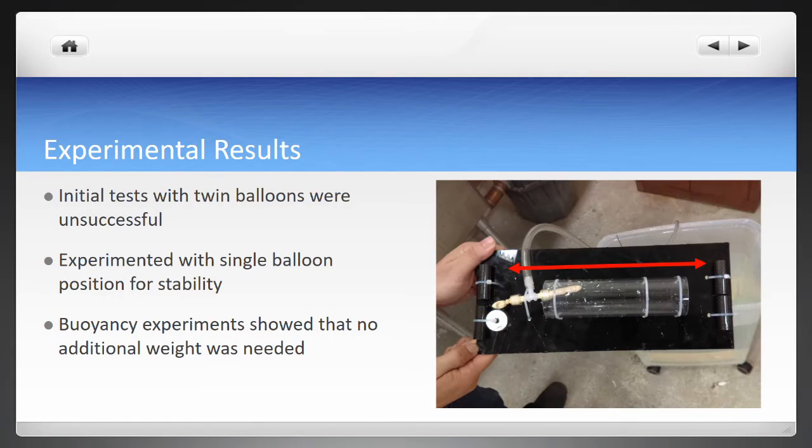Our first experiment was to test whether the buoyancy of the prototype with two balloons was sufficient. We discovered that the current setup was unable to fill two balloons at the same time, but learned that one balloon provided sufficient positive buoyancy.